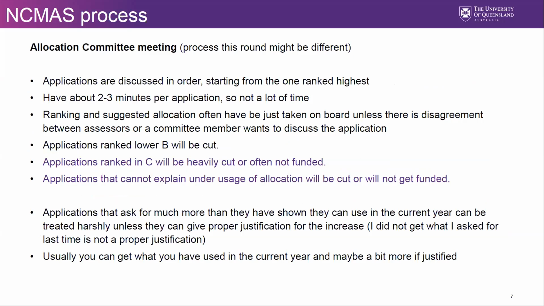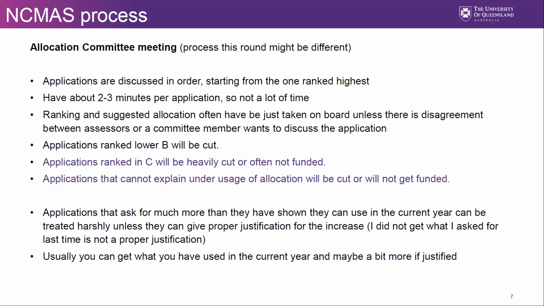Usually, from previous years, applications are discussed in order, starting with the highest rank, because they're usually the ones that are more easily funded. There's not a lot of time within these 2 days. It was about 2 to 3 minutes per application, so there are no big discussions unless something is seriously wrong and someone voices concerns, or the assessors disagree severely on the score. So usually ranking and suggested allocations are just taken on board, and that's pretty much it.